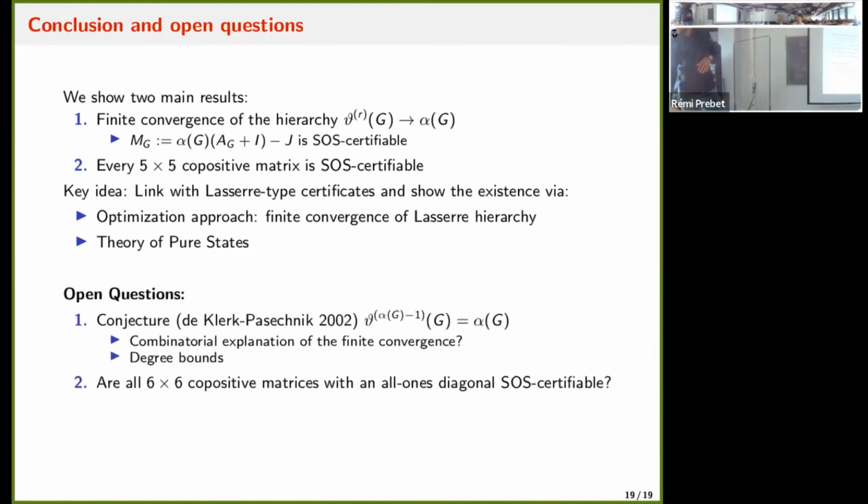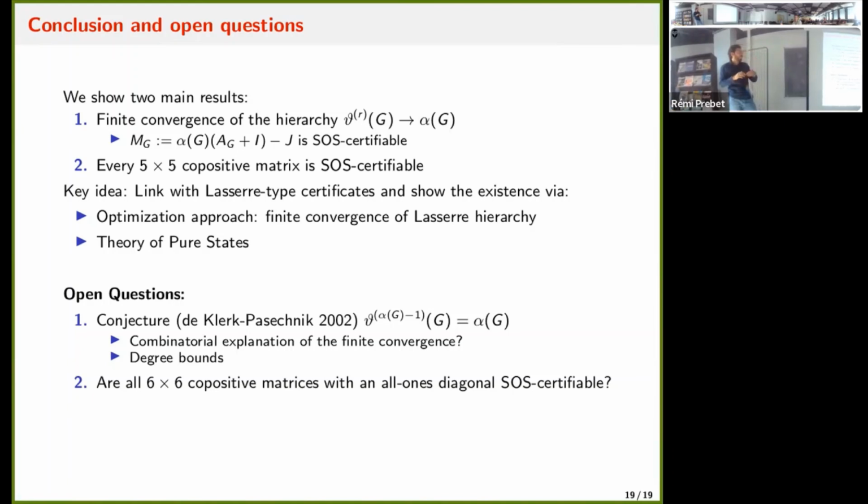And let me comment about some open questions. The original conjecture by Klerk and Pasechnik is still open, because we need to show this finite convergence also with alpha minus 1. And we would like to have a combinatorial explanation for this finite convergence. For example, if we have a perfect graph, it converges in one step, at r equals 0. And if we have an odd cycle or a complement of an odd cycle, at r equals 1, it converges. So it's like the non-perfectness, if you could think about it that way.